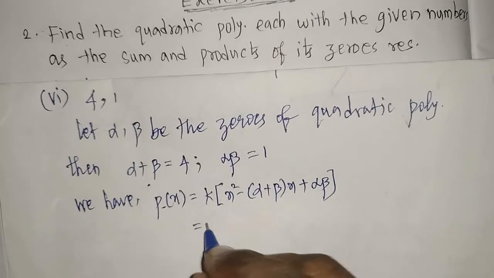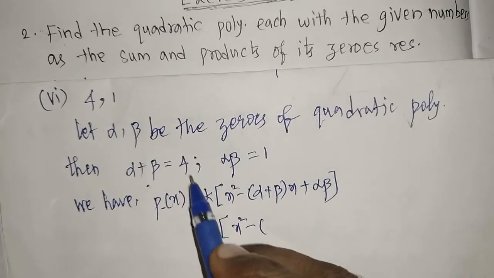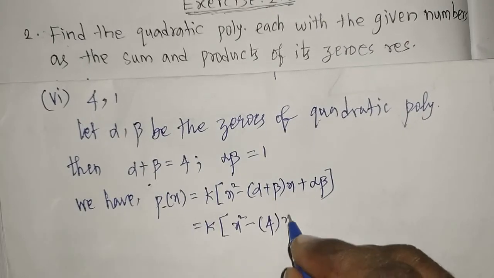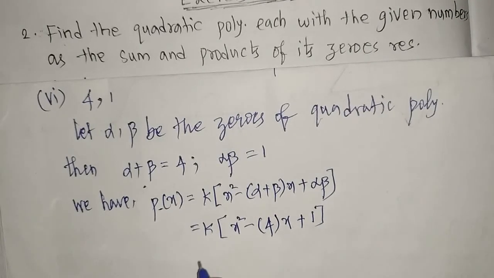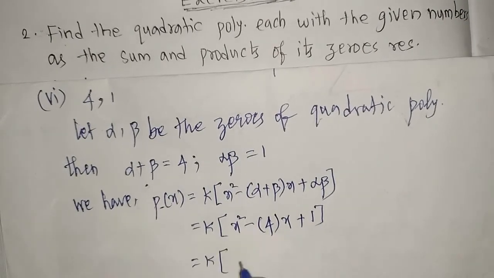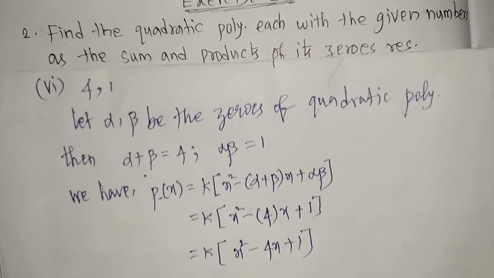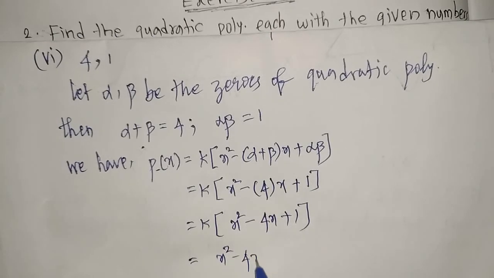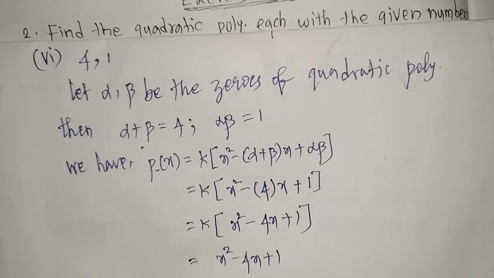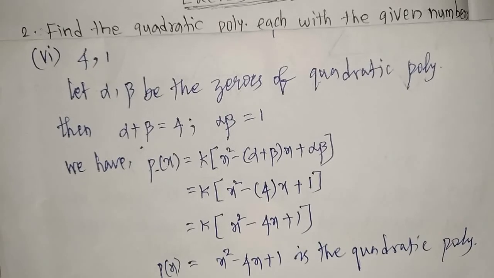Now we need to substitute the alpha plus beta value. So x square minus alpha plus beta, which is 4, so 4 into x, plus alpha into beta, which is 1. So 1. That's it. Now we have to simplify. So k of x square minus 4 into x, 4x, plus 1. That's it. Within the bracket, that's all we need. So the constant we leave. So x square minus 4x plus 1 is our required quadratic polynomial. This is okay. I hope you understand the sums.